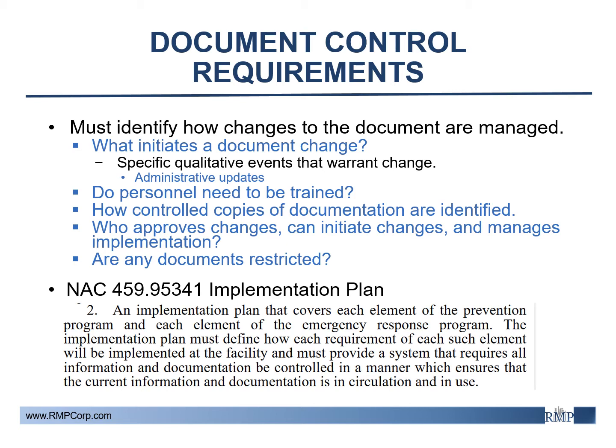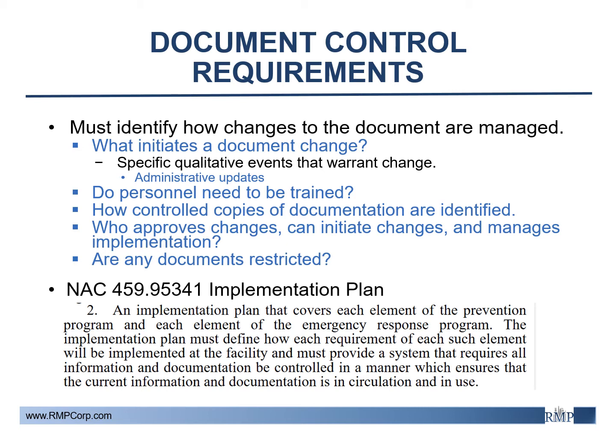So when going through the document control program, we commonly advise to document what initiates a document change, which is specific to qualitative events that warrant a change. So instead of saying that a significant change occurs to one of the CAPP elements, you would have to characterize how to qualitatively evaluate what would be a major change.